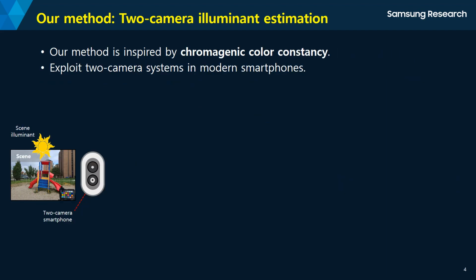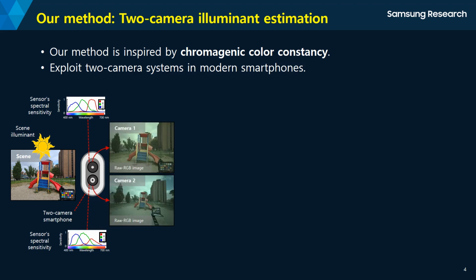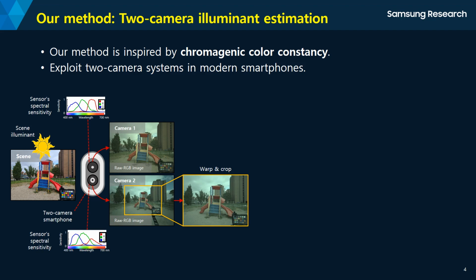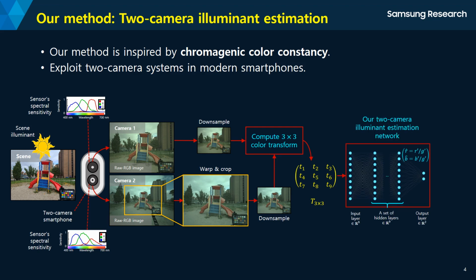Our method extends the chromogenic color constancy concept to two camera systems in modern smartphones. Such cameras typically have different spectral sensitivities. We capture two images from the two cameras. The images usually have different views, so we warp and crop one of them to match the other. Then we downsample both images to minimize pixel-wise alignment errors. Then we estimate a 3x3 linear transform between the images. Then we use this transform as the only input to a lightweight neural network that estimates the scene illuminant.